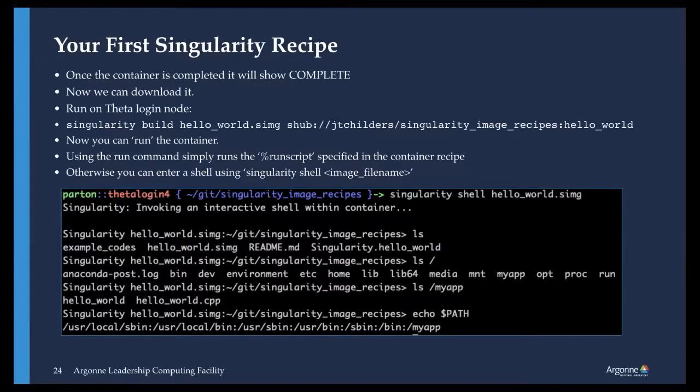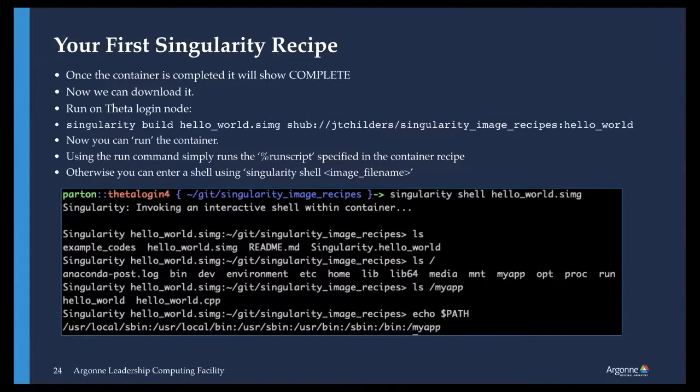Otherwise, you can also enter your container's environment if you want to inspect the container, for instance. You could do singularity shell image file, and that's going to bring you into a shell that's running inside the environment of your container. Now on Singularity, whenever you do this, Singularity always mounts your home directory by default. So you'll find when you do this, you'd be in your home directory or wherever it is that you started up the shell.